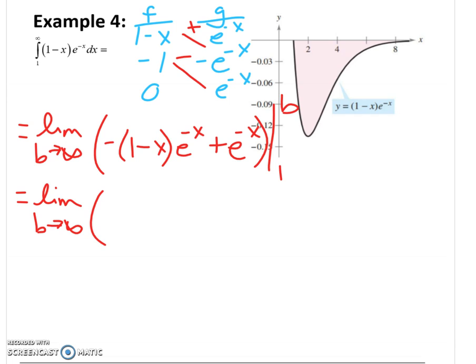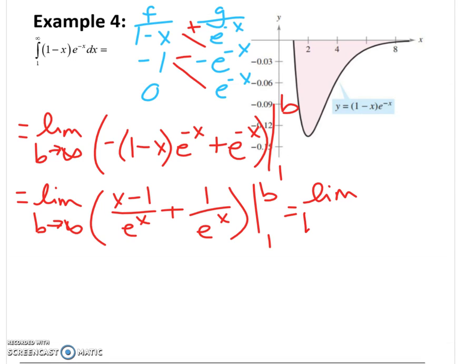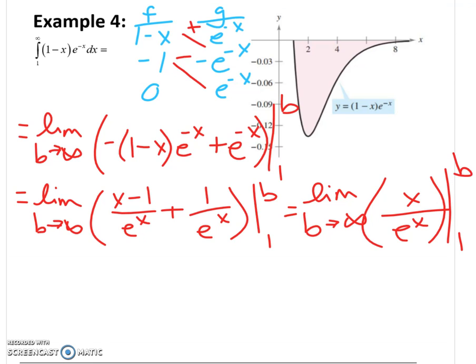of, instead of writing that as negative times 1 minus x, I'm just going to write that as x minus 1 over e to the x plus 1 over e to the x from 1 to b, which is the limit as b goes to infinity. I'm going to combine this some more since that's a common denominator of e to the x. That would be x minus 1 plus 1, so that would just be an x from 1 to b.